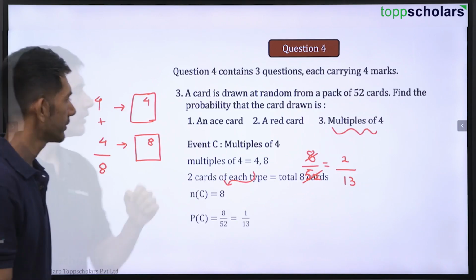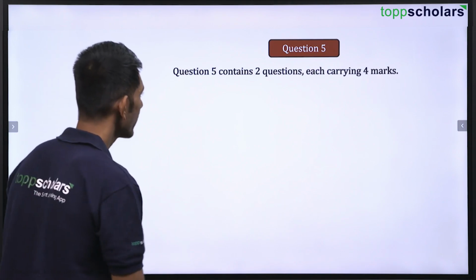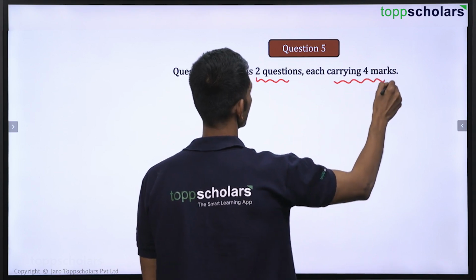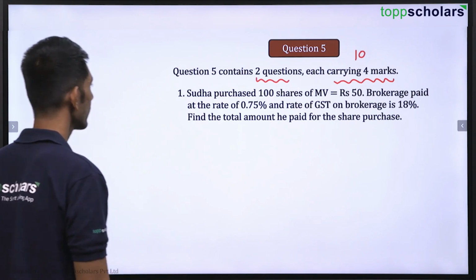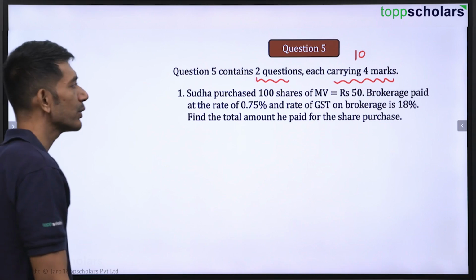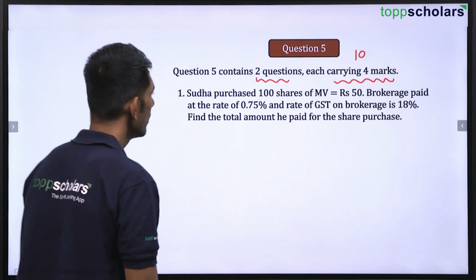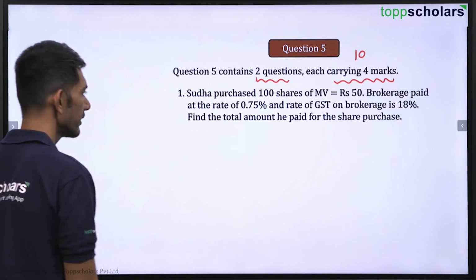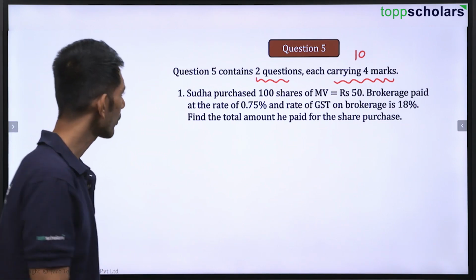Okay. So now let us move on to question number 5. This is the last type of question. So question number 5 contains two questions carrying 4 marks each. That means the weightage of this is 10 marks. So let us see the first question. The question says, Sudha purchased 100 shares of market value 50 rupees. The brokerage paid at the rate of 0.75% and rate of GST on the brokerage is 18%. Find the total amount he paid for the share purchase. Very simple and straightforward question.